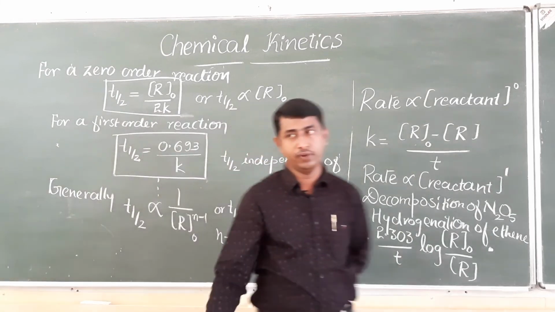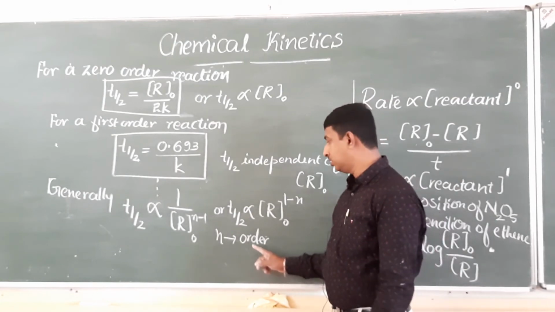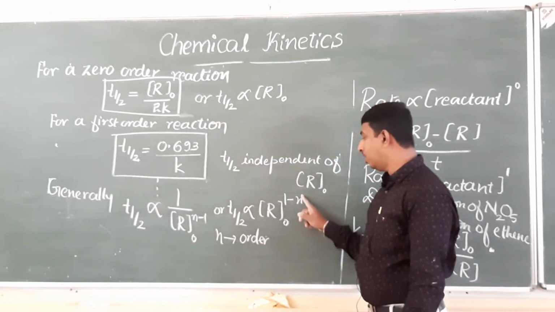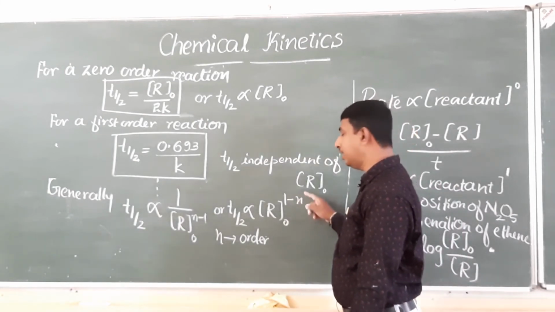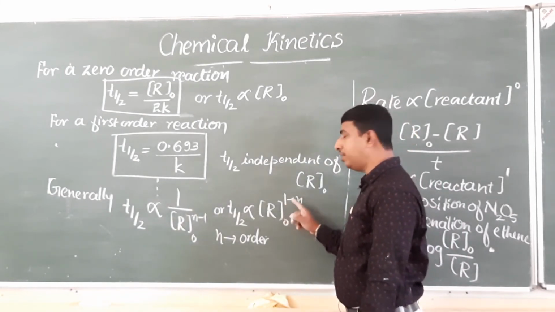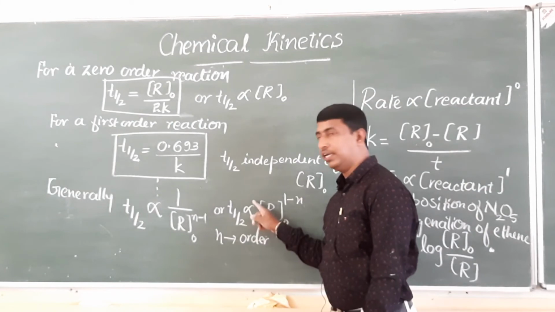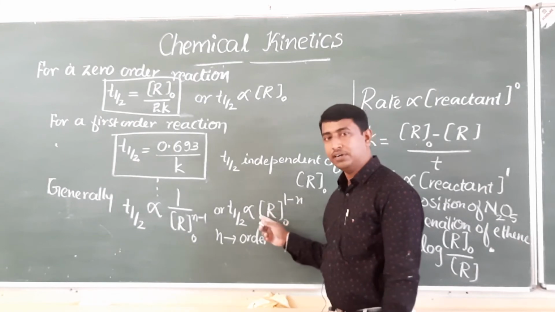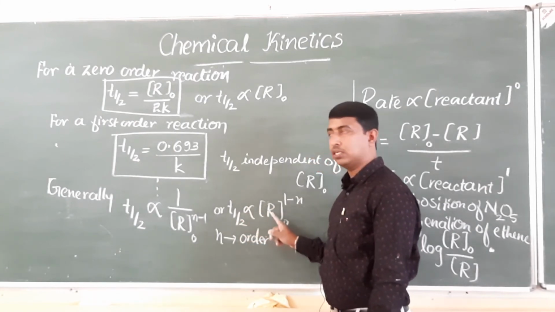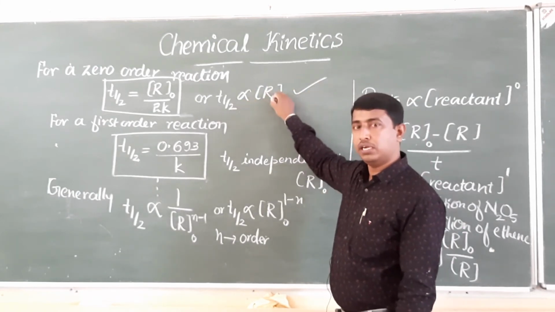Substitute the value of n and check it. What is n? It is the order of the reaction. For a zero order reaction, substitute n equal to 0. It becomes 1 minus 0, which is 1 only. So T half is directly proportional to R naught power 1, or R naught only. So for a zero order reaction, T half is directly proportional to R naught.